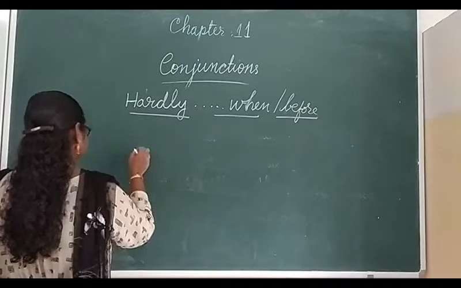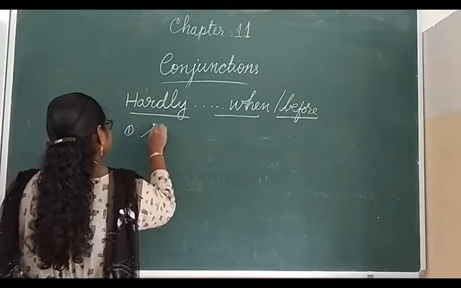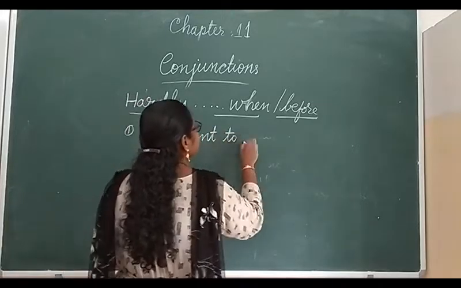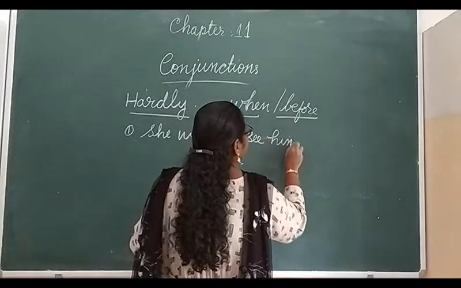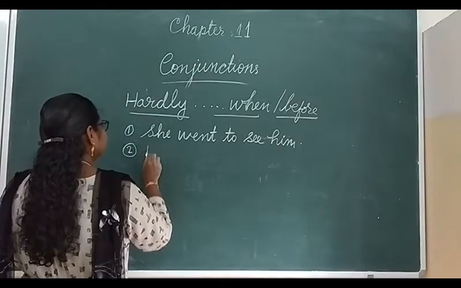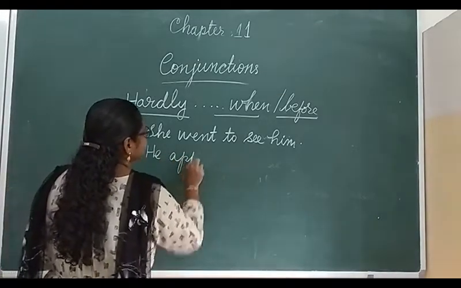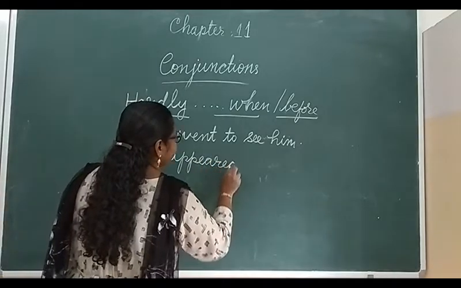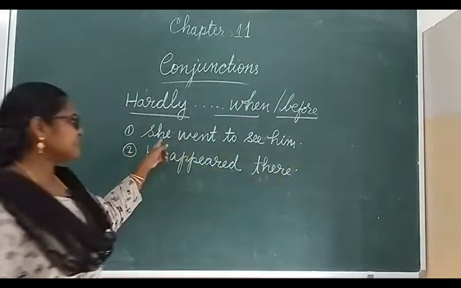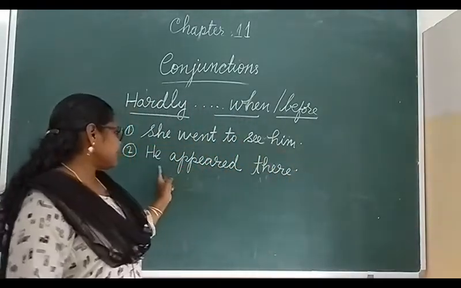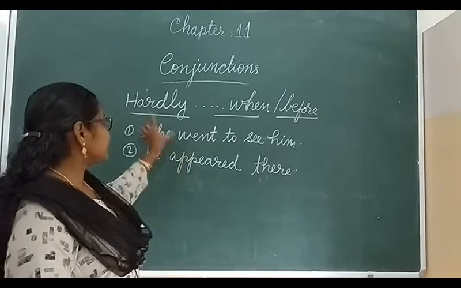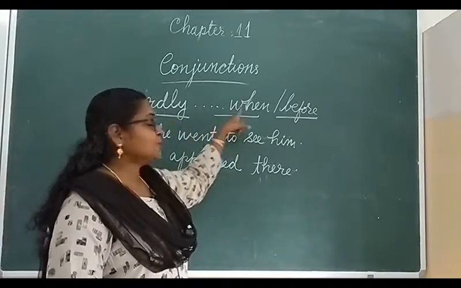First sentence. She went to see him. Full stop. Second sentence. He appeared there. First sentence, she went to see him, and second sentence, he appeared there. We have to join these two sentences using this conjunction hardly, when.